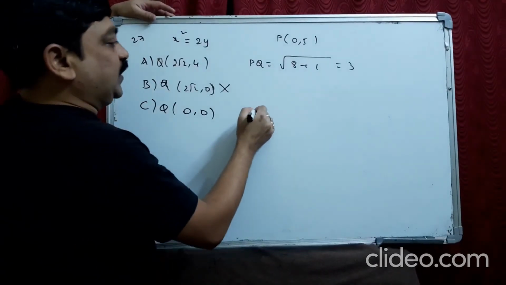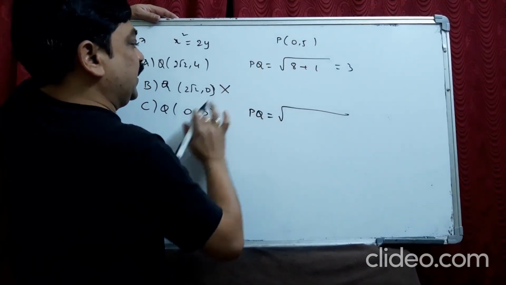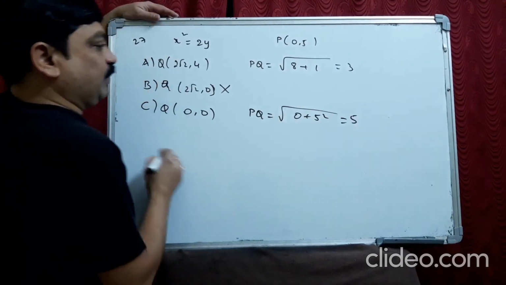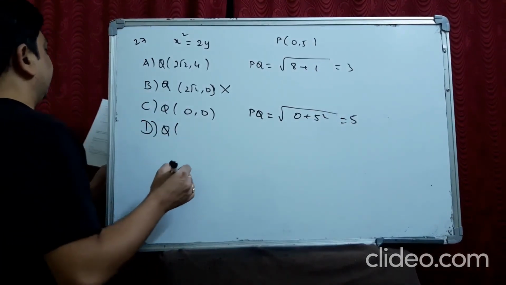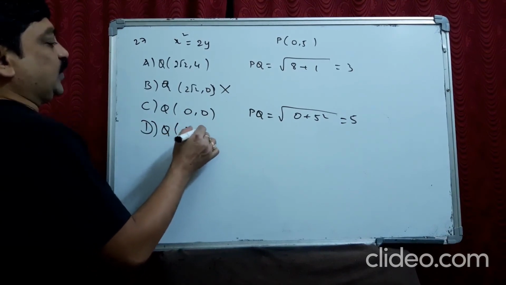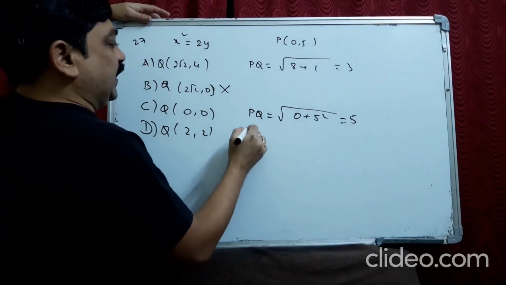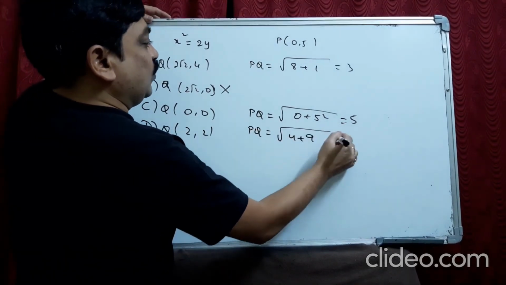Okay, let us check pq here now. So square root of pq is 0 plus 5 square, it becomes 25, it is 5. In the same way, take d. When q is 2, 2, 2 also satisfies this: 4 equal to 4. So pq will be equal to square root of 4 plus 9, root 13.